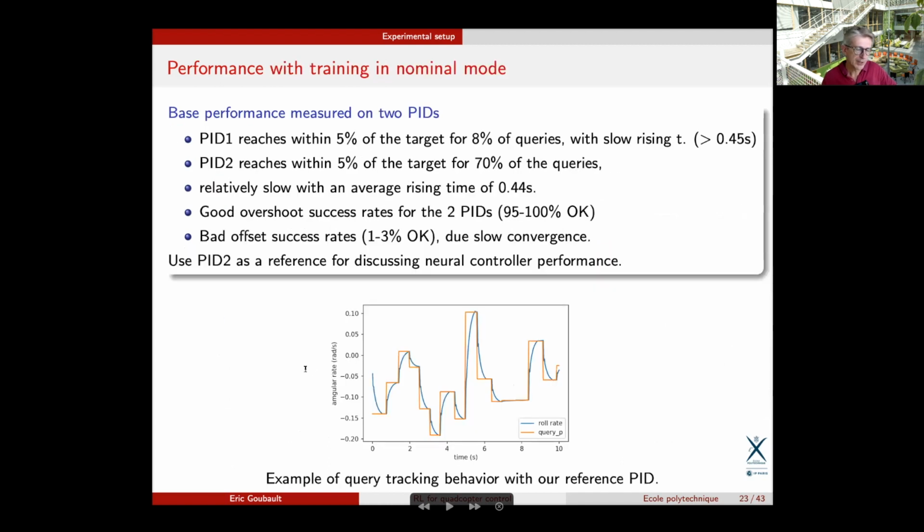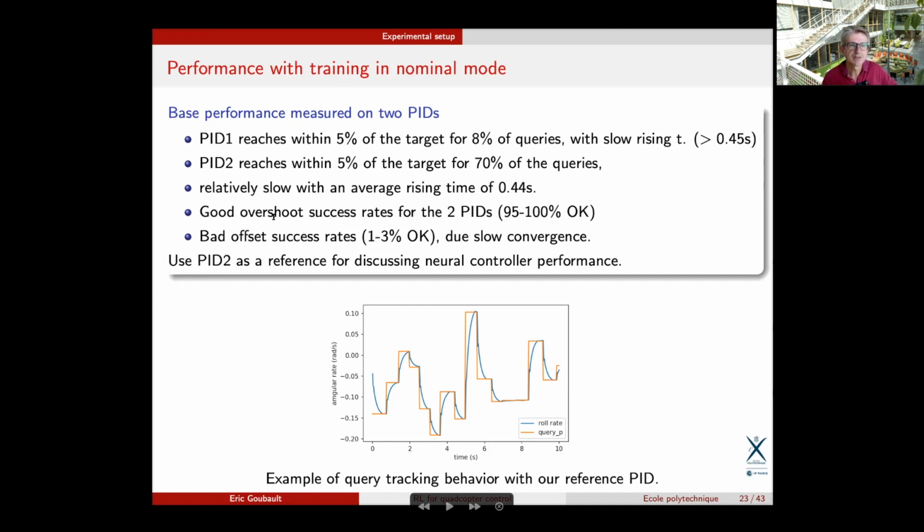So when you want to compare with PIDs, you have to see that PIDs are actually in general fairly slow. Even PID2, which is much more aggressive, reaches within 5% of the target for only 70% of the queries. PID1 is far too slow, so it just manages to reach the target on time for 8% of the queries. It's a really slow rising time, almost always greater than 0.45 seconds. So we actually compare with respect to PID2, which is much more aggressive, because PID1 is too slow.